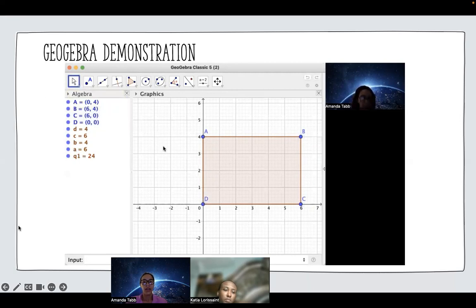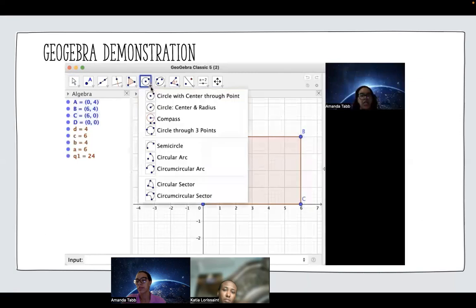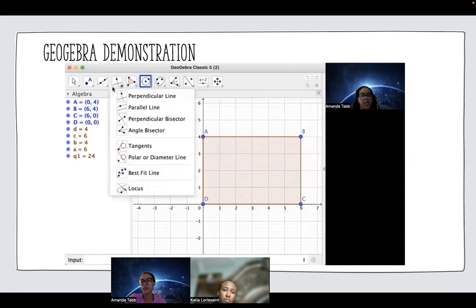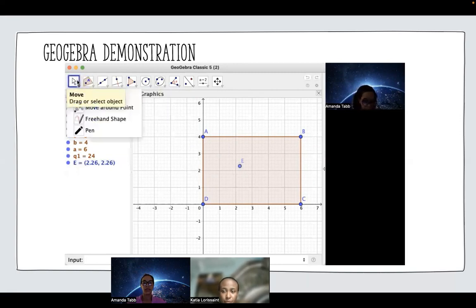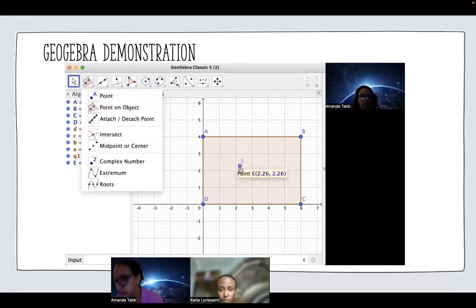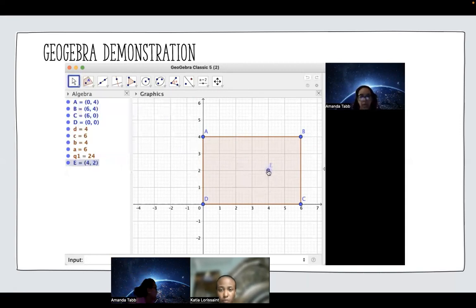Then we're going to click Point on Object to create a point on the interior of the polygon. Point on Object over here. Click the inside. Now we have E on the interior of polygon ABCD. Now we're going to drag the point to (4, 2). So (4, 2) right here.